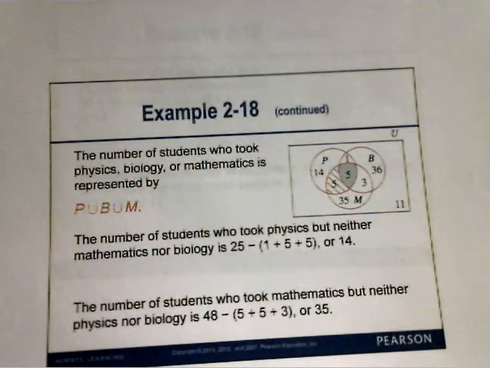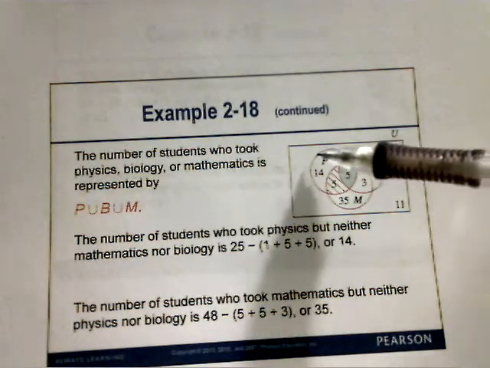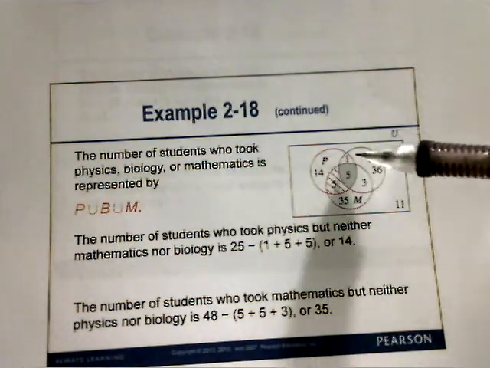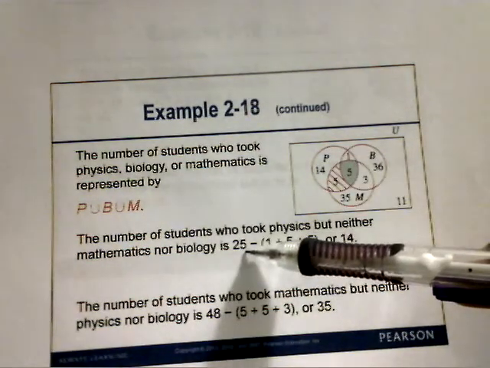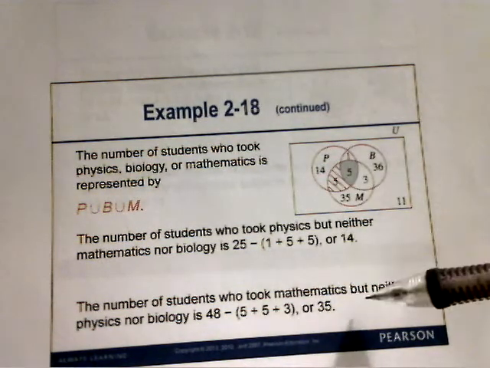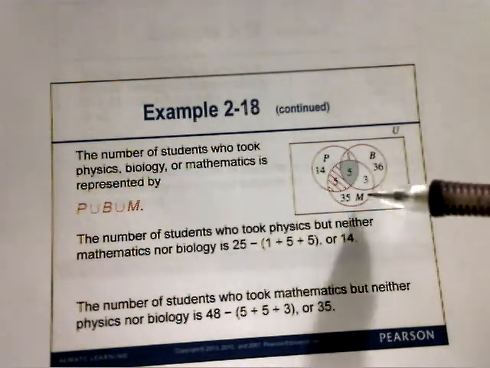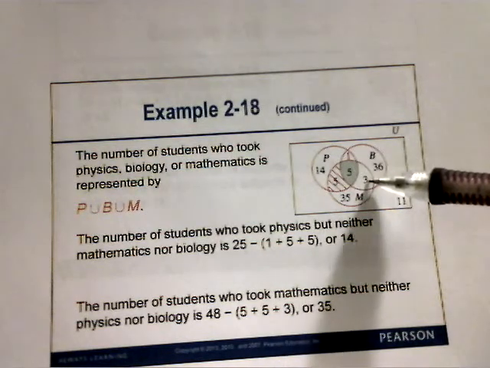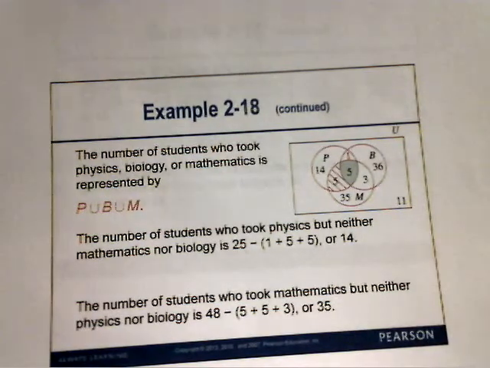And the number of students that took physics, but neither mathematics nor biology, here it is. Add 1, 5, and 5, that's 11. Subtract 11 from 25, you're going to get the 14. That's where this 14 comes from. So we know 14 students took physics, but neither math nor biology. And then the number of students that took math, but neither physics nor biology, that's this circle down here. Add 5, 5, and 3, that's going to give you 13. Subtract the 13 from the 48, you'll get 35.